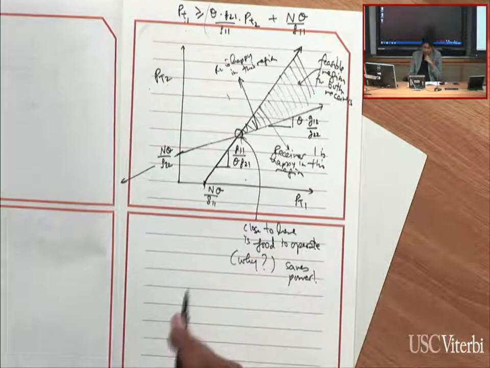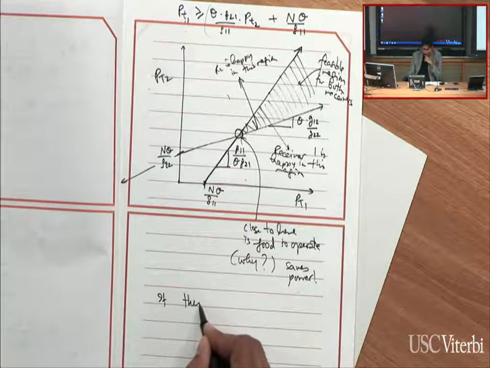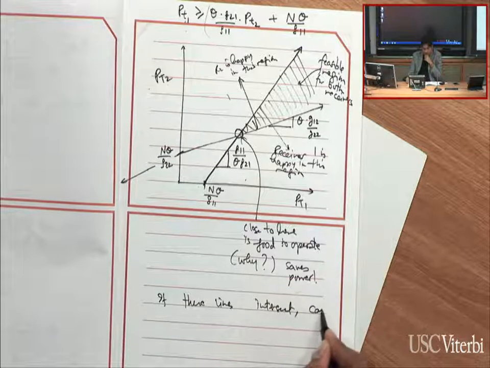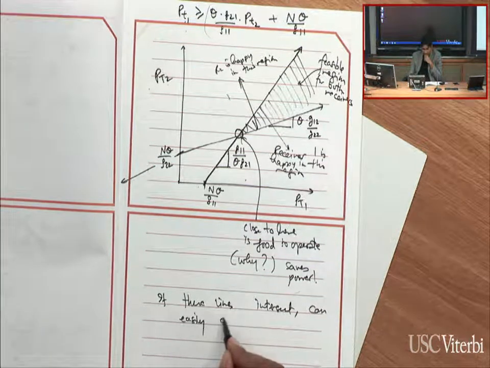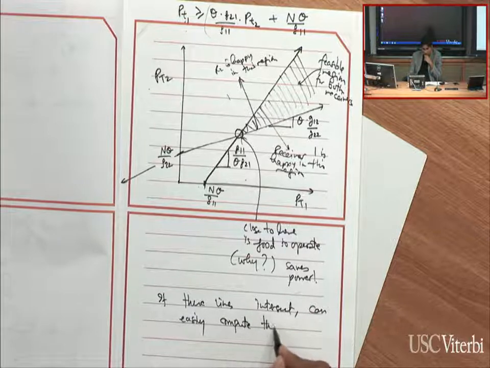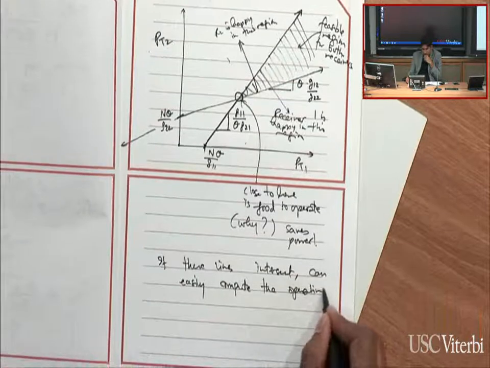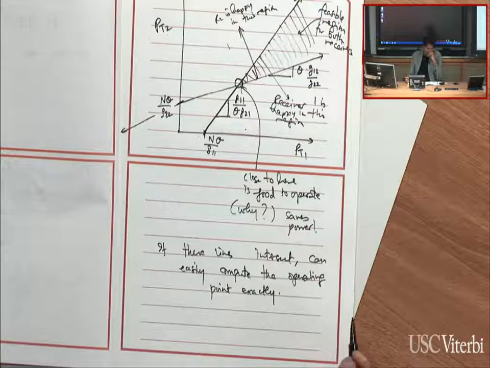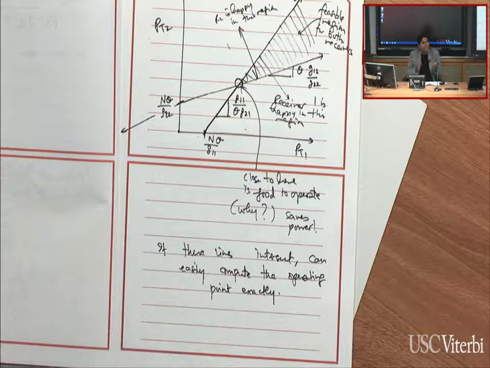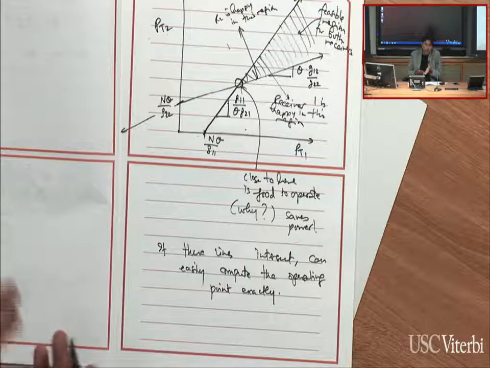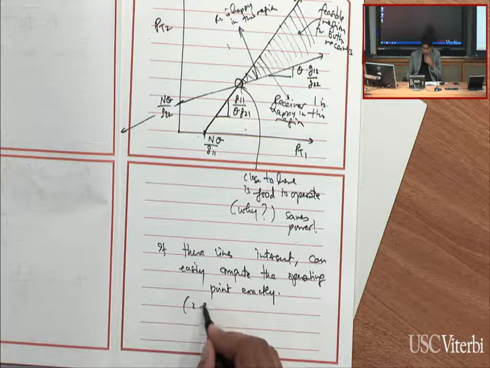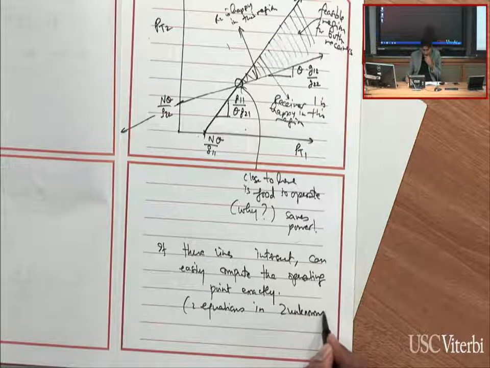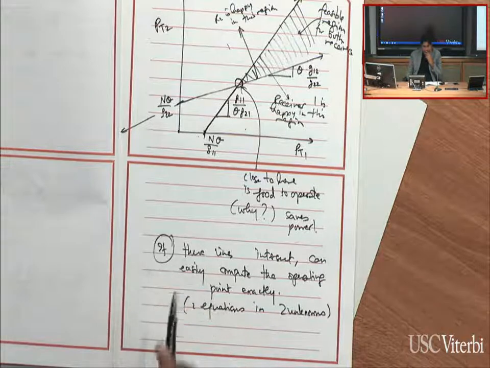So two things to note. If these lines intersect, we can easily compute the operating point. Exactly. It's basically two lines. I give you the equation of two lines. I ask you what's the point at which they intersect. That's two equations and two unknowns. We know how to solve that. Right? Just two equations and two unknowns. But the key point is if.